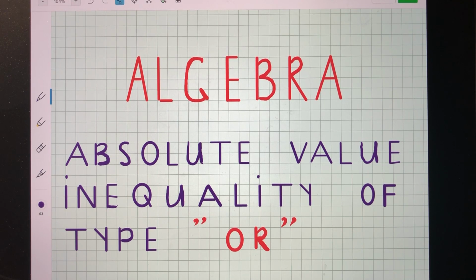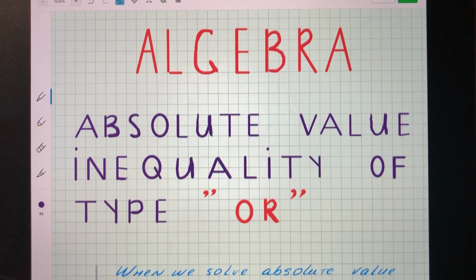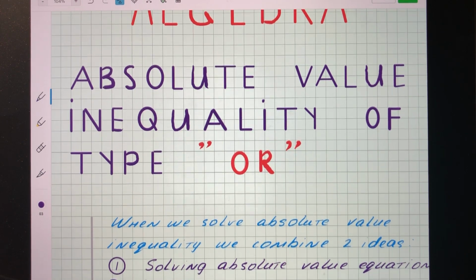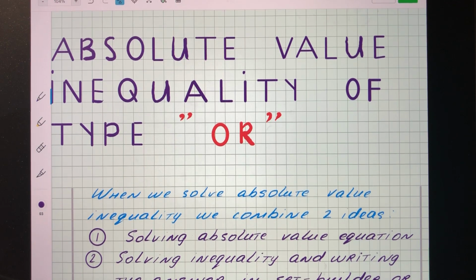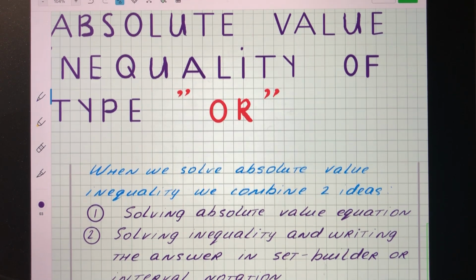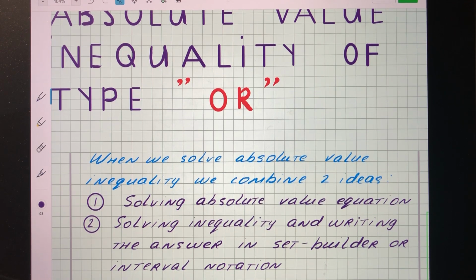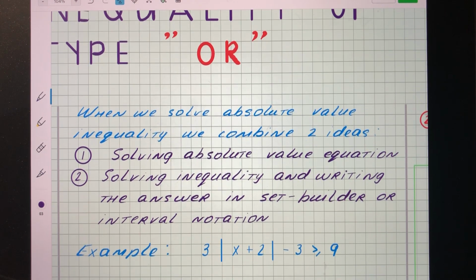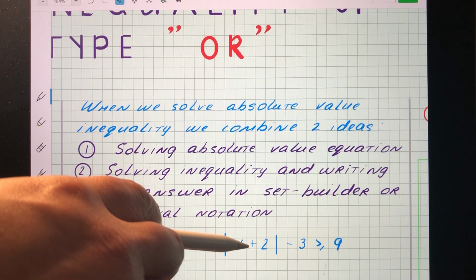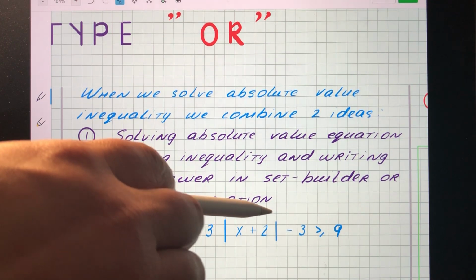Hello, welcome. In this video, let us look at how to solve absolute value inequality of type O. When we solve absolute value inequality, we combine two ideas, solving absolute value equation and writing the answer to the inequality in either set builder or the interval notation. Here is an example: 3 plus absolute value x plus 2 minus 3 greater or equal to 9.